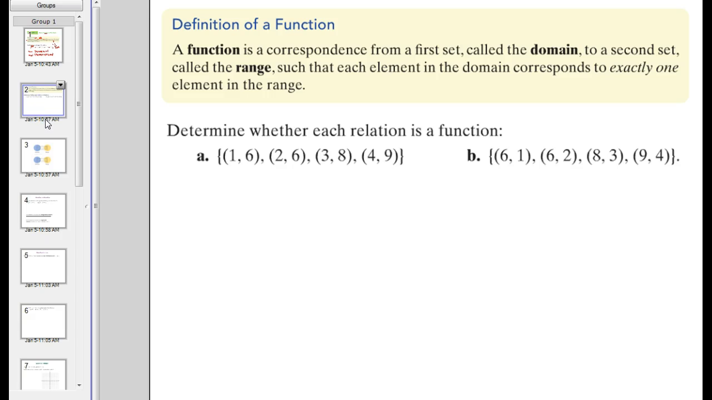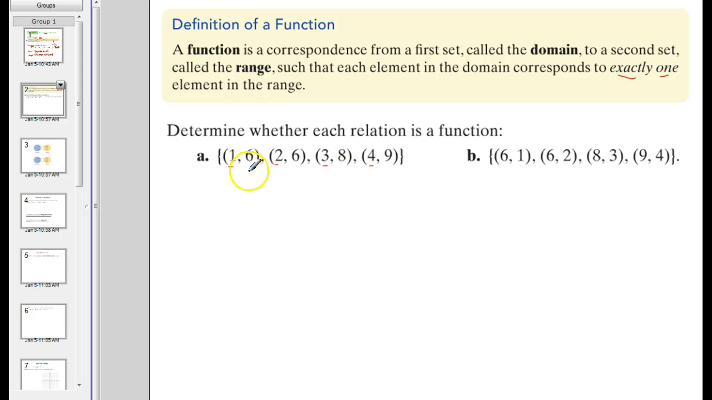Alright, now the difference between a relation and a function is that a function is a specific type of relation. So a function is a relation in which every element from the domain corresponds to only one element from the range. So each element from the domain, the first components, corresponds to only one element from the range.